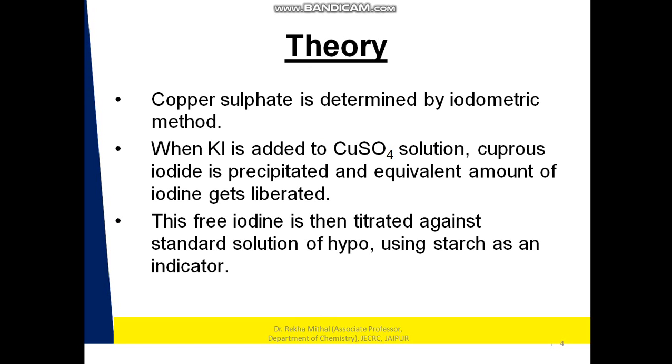Now first we should know about the theory, that is, what reaction takes place when we are doing the titration. Copper sulfate is determined by the iodometric method. When KI is added to copper sulfate solution, cuprous iodide is precipitated and an equivalent amount of iodine gets liberated. This free iodine is then titrated against a standard solution of hypo using starch as an indicator.